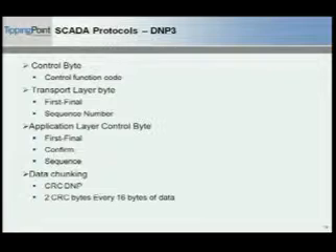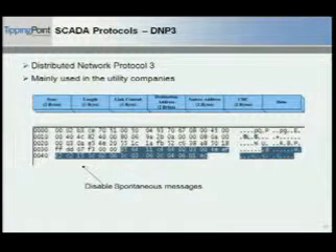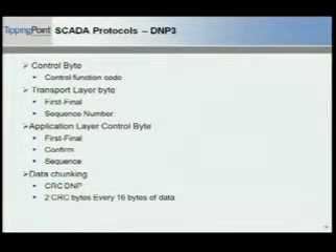As I was explaining, in the data portion, the first byte is always the transport layer byte. If the first bit is set, it means it's the first packet of the communication. If the second bit is set, it's the last packet. If both of them are set, then it's the only packet of the communication. The next 6 bits in the first byte are used for the sequence number. Then these are all the application layer, and like I was telling you, 2 CRC bytes after every 16 bytes.